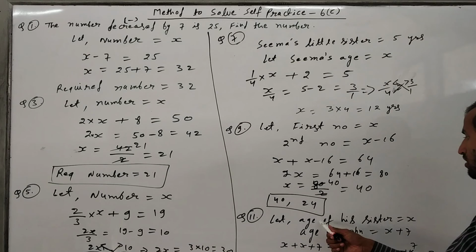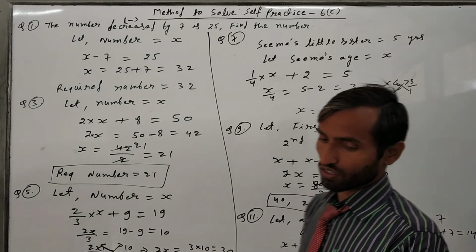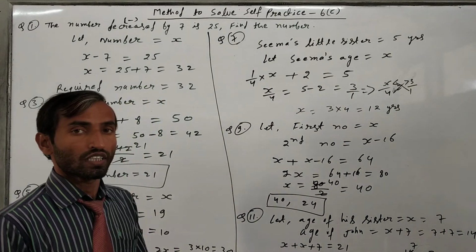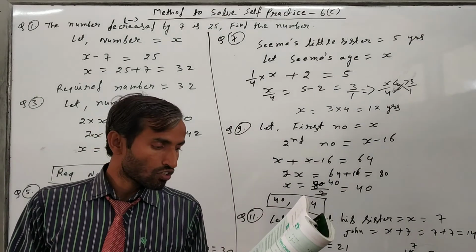So the age of his sister is equal to 7, and the age of John is equal to 14. The sister's age is 7, and 7 plus 7 is 14. The age of John is equal to 14 years. Like that we have to solve the question. Whatever I have left, just try yourself. Okay, the rest I will do in the next video.